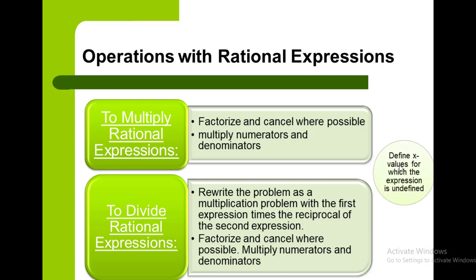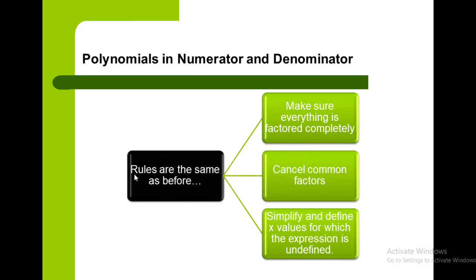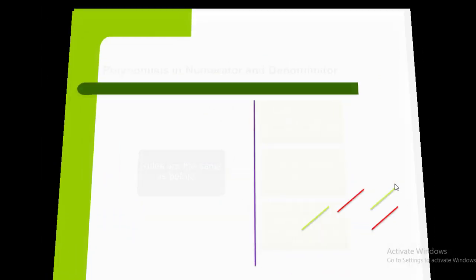Define x values for which the expression is undefined. This is a remark. Polynomials in numerator and denominators: the rules are the same as before. Make sure everything is factorized completely. Cancel common factors. Simplify and define x values for which the expression is undefined.